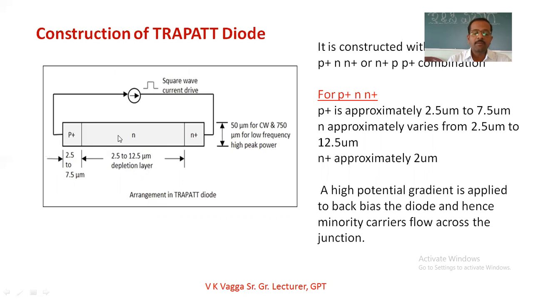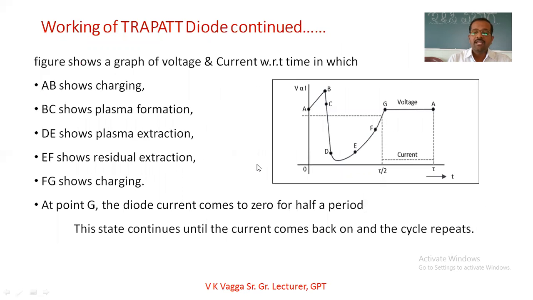Once carriers enter into the plasma state, it will try to propagate. If it is going to propagate, it will act as the discharging. So BC shows the plasma formation, and the voltage is going to be discharging immediately, extremely.